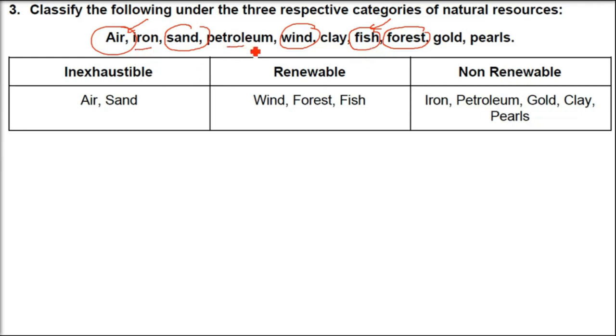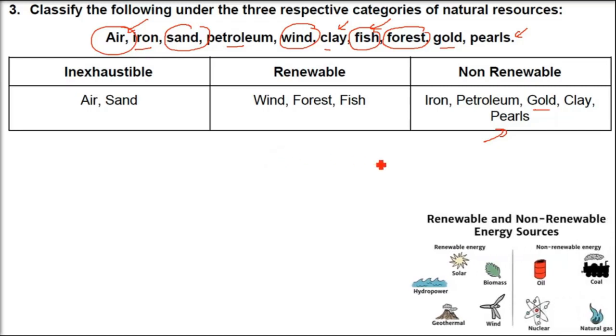Non-renewable, we have iron, petroleum, gold, clay, pearls. So these are non-renewable resources because they will take a lot of time to come back. So iron, petroleum, gold, clay, pearl fall under the non-renewable category. So you can have a look here also.